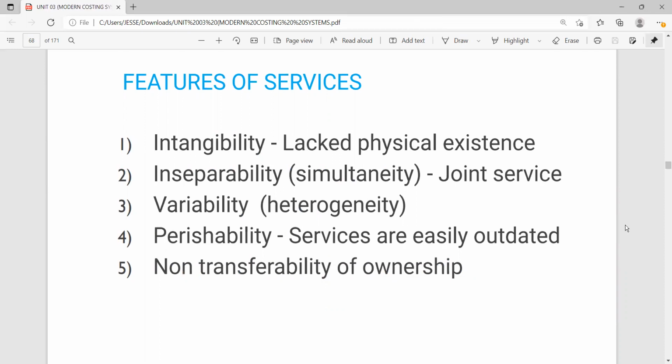It lacks physical existence, right? So what do we mean by this? It's not something you can physically touch. A service is not something you can physically touch. Number two, inseparability. It means that it's a joint service. What do we mean by joint service?